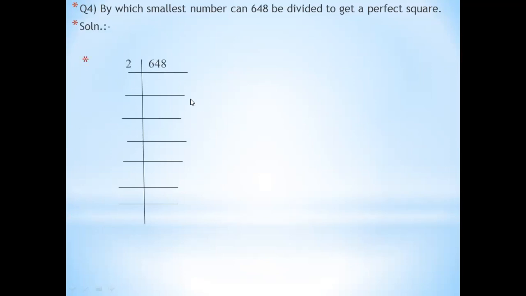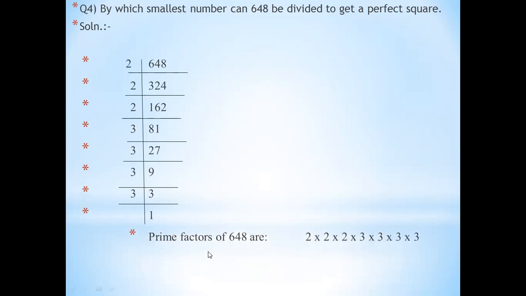So you know that 648 ends in an even number, so divide by 2. 2 3s are 6, 2 2s are 4, 2 4s are 8, so 324 will come. Again an even number in the unit place, again by 2: 2 1s are 2, 2 6s are 12, and 2 2s are 4, so 162. Again by 2, 2 8s are 16, 2 1s are 2, 81. So 81 is not divisible by 2, so with the next prime number, 3: 3 27s are 81, 3 9s are 27, 3 3s are 9, and 3 1s are 3.